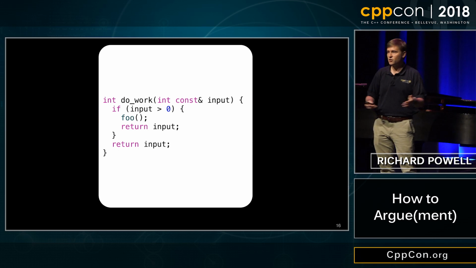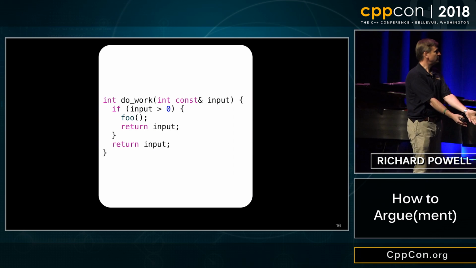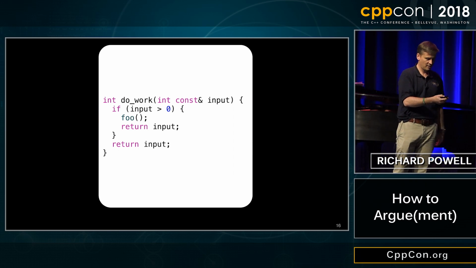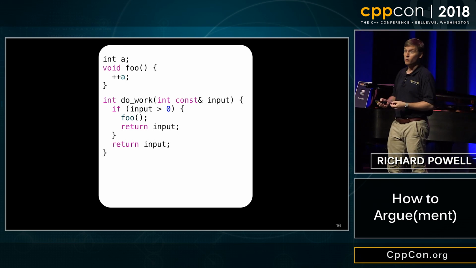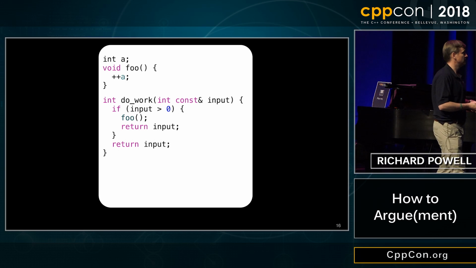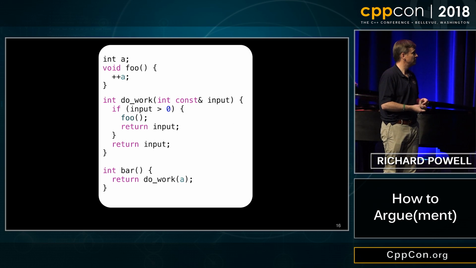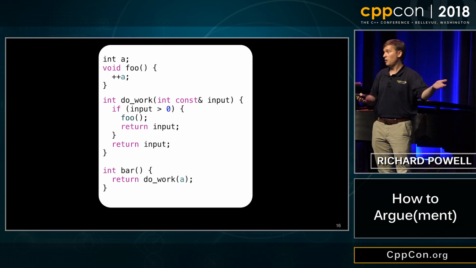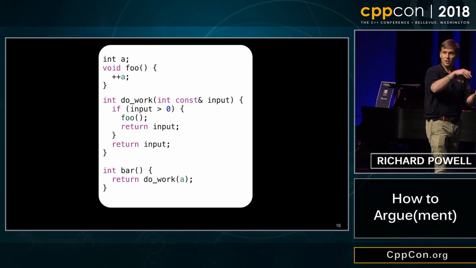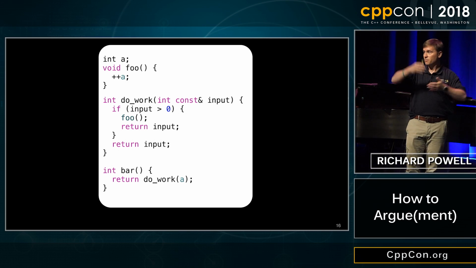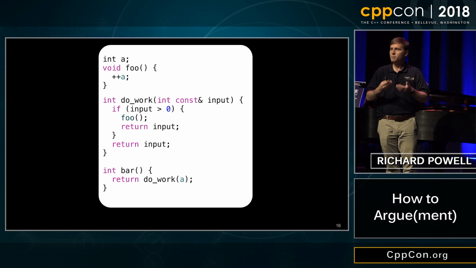To illustrate that point, imagine here's my function in isolation. And I have some function foo, which increments a global variable. And then I call do work in this way. So at this point, the program has actually manipulated the global state, and the compiler would be wrong not to reread that value.